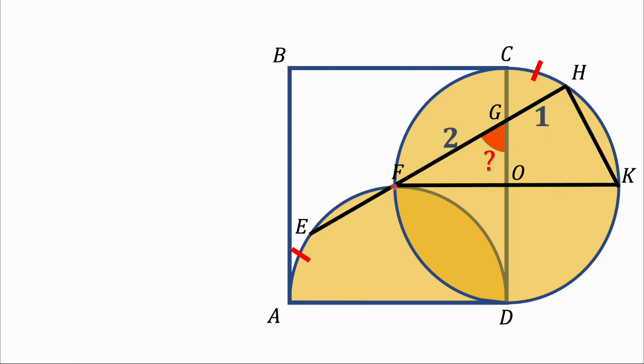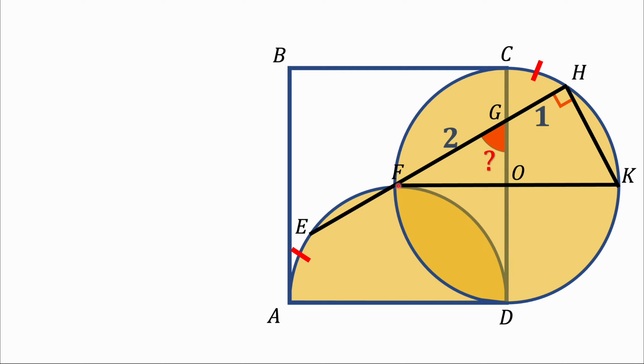And if you look at the triangle FHK, that's an inscribed triangle, and one of the sides of this triangle is a diameter. That means that the angle opposite of the diameter is 90 degrees. That follows from Thales' theorem or the inscribed angle theorem. If you're not familiar with them, I left a link. You can go there and get the information you need.